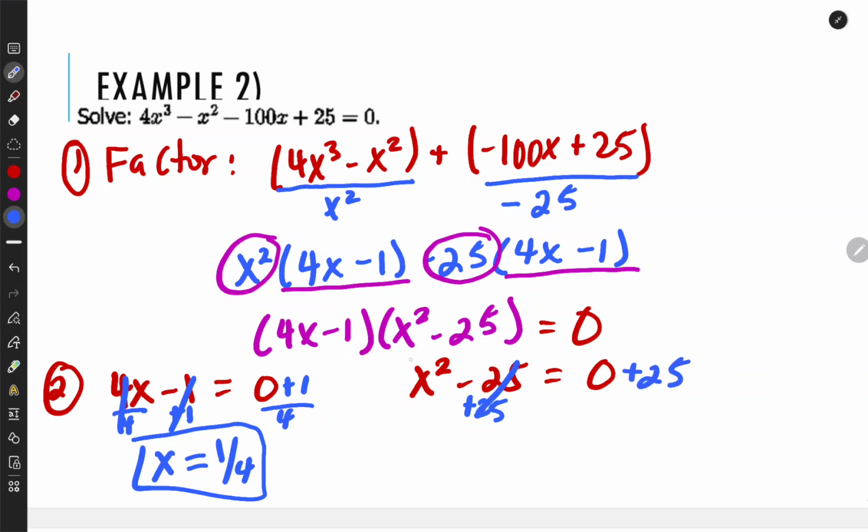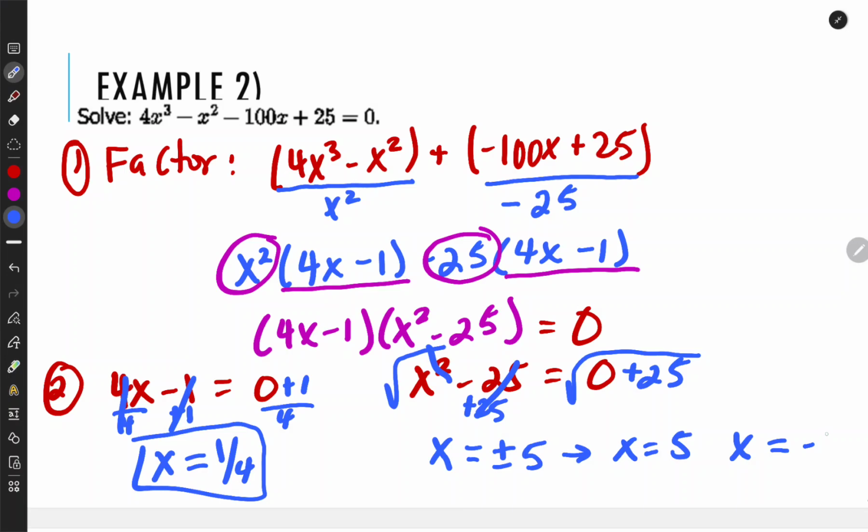That cancels this out. Now notice this time we have a square. The opposite of squaring something is to take the square root. So we're taking the square root of this. So this canceled out, and we get x equals, and the square root of 25 is going to be plus or minus 5. When you take the square root of something, it produces a positive and a negative. So it's actually two answers. x equals positive 5 and x equals negative 5.